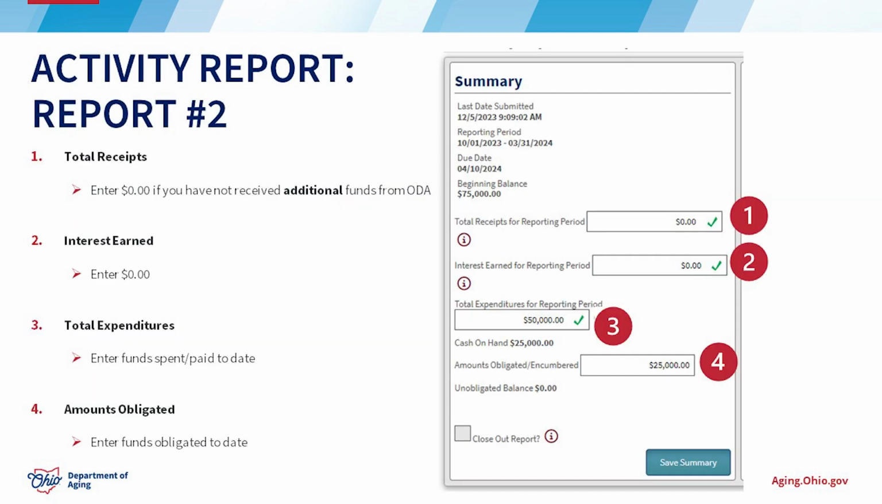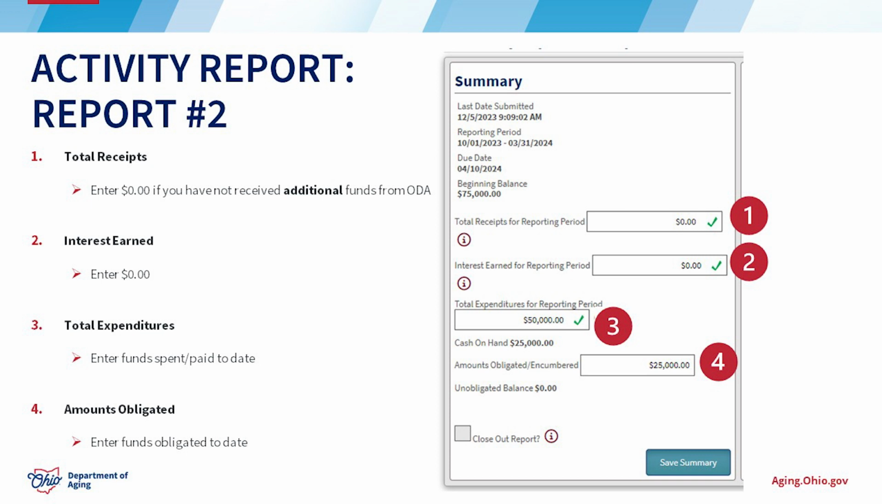So on to this example. This is an example for our second reporting period, and that report is due to ODA by April 10th of 2024. You'll notice on the summary section, the reporting period is October 1st through March 31st. And if you remember, check out our beginning balance, $75,000.